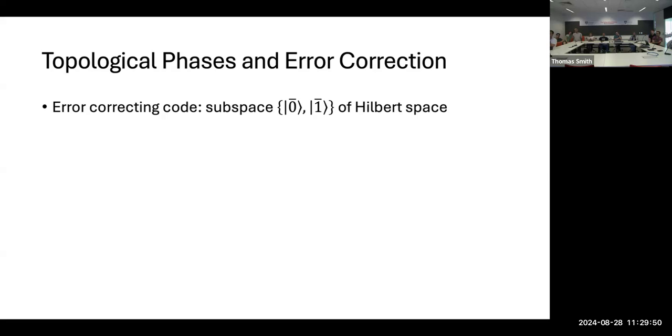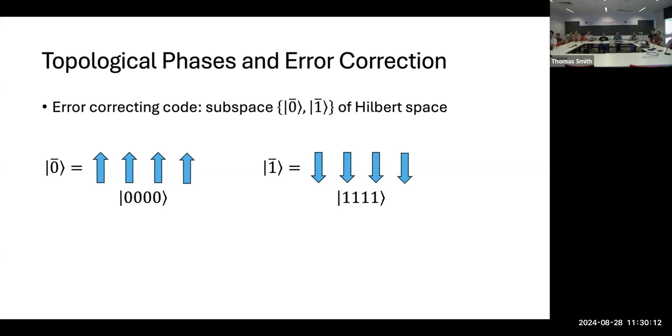An error correcting code is a subspace of Hilbert space, right? So if I'm trying to encode a qubit in some quantum system, I just pick out a logical 0 and a logical 1, and that's my error correcting code. And most of the time, this is not going to be a very good code, right? It's going to be hard to decode. I mean, if I pick things badly, it'll be very susceptible to errors. But this is a definition of an error correcting code.